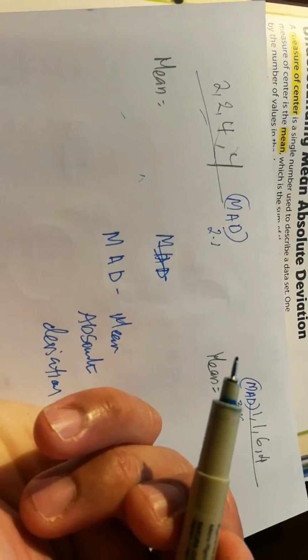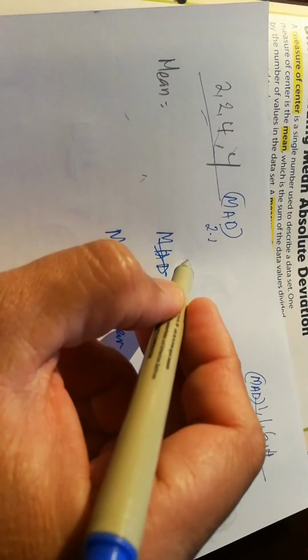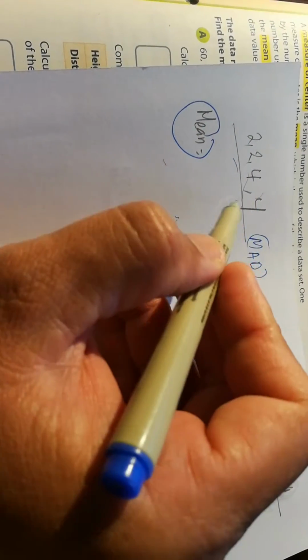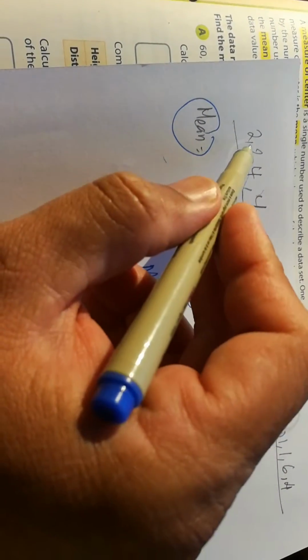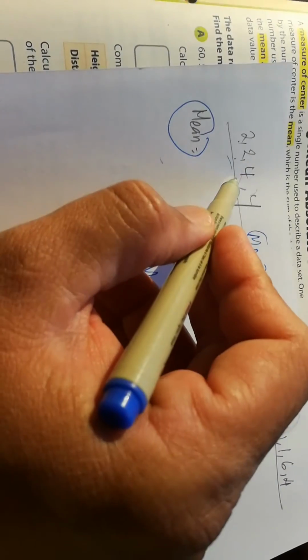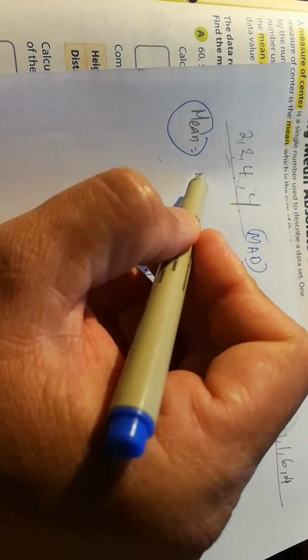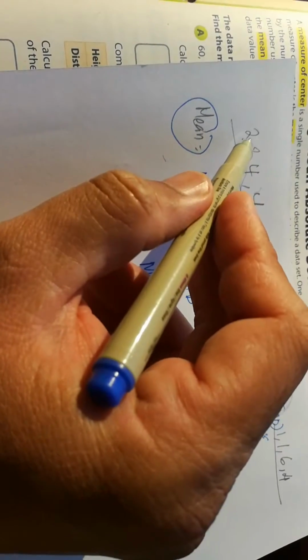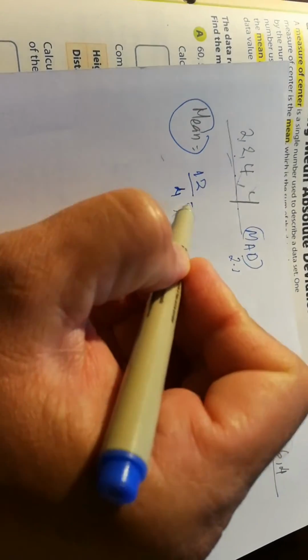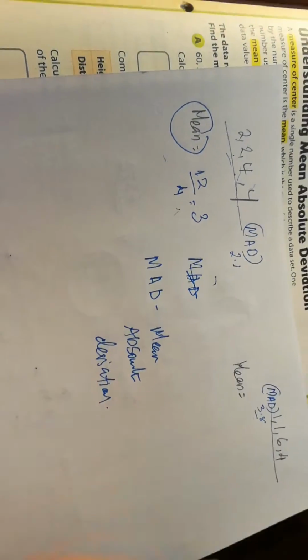Okay, so let us look at these two data sets. To find the MAD value, what do you do first? You first find the mean. How do you find the mean? You basically add the data points together and divide it by the number of data points. So in this case, it'll be 2 plus 2 is 4, plus 4 is 8, 8 plus 4 is 12. 12 divided by the number of data points, that'll be 1, 2, 3, 4. That's 4. And what is the mean? 3 is the mean.